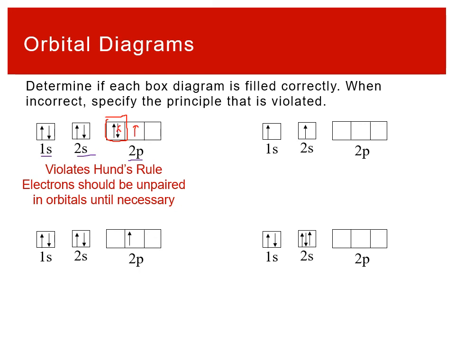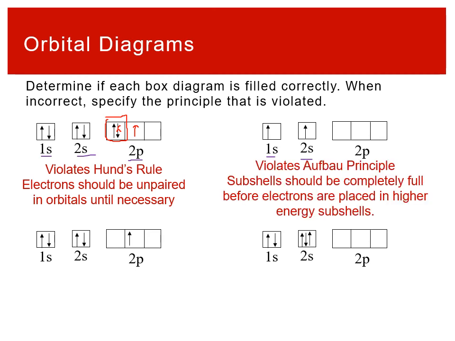If we look at our second example, I have the 1s and the 2s, my 2p is empty. And this one is wrong because this one violates the Aufbau principle, right? We should be filling our subshells before moving on to the next one, right? If we think about writing the notation, it'd be 1s1, 2s1, right? We've put an electron into the 2s orbital, 2s subshell, before the 1s subshell is full, and that violates the Aufbau principle. Right? We can't do that.